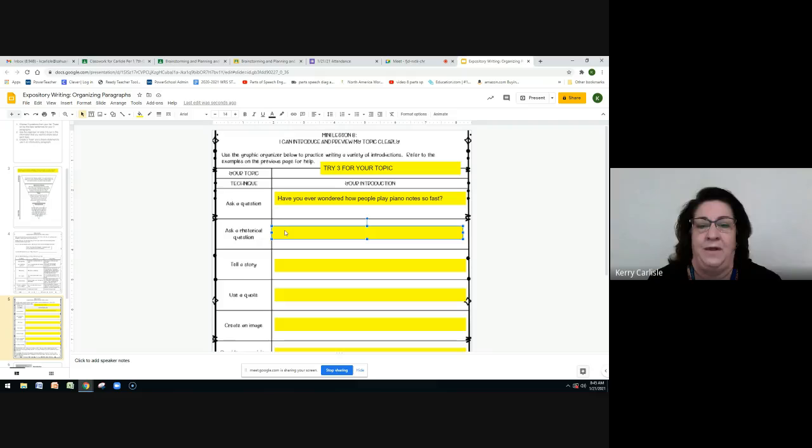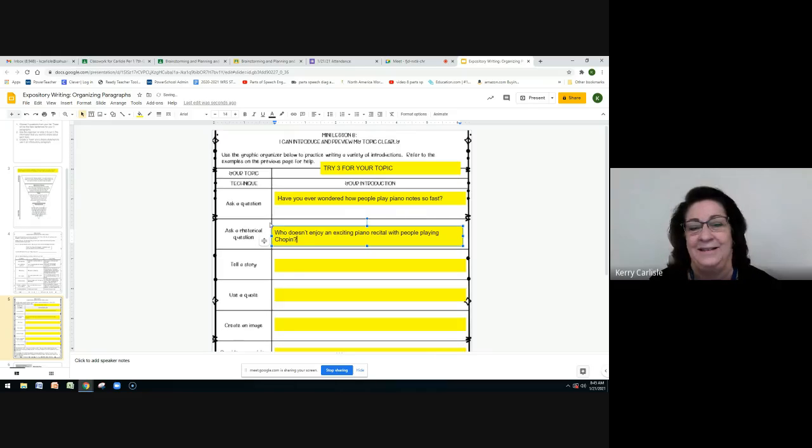So have you ever wondered how they play piano so fast, right? Or have you ever wondered how people learn how to play, right? You can even have more than one question if you want to while you're kind of, once again, planning. You could ask a rhetorical question like, who doesn't enjoy an exciting piano recital with people playing Chopin? I don't know. Maybe nobody would like that. Rhetorical, right?